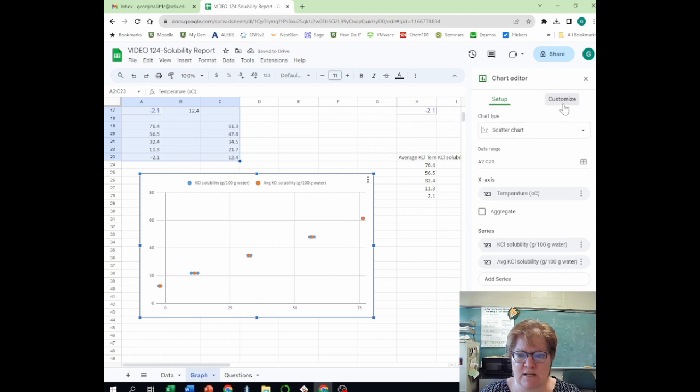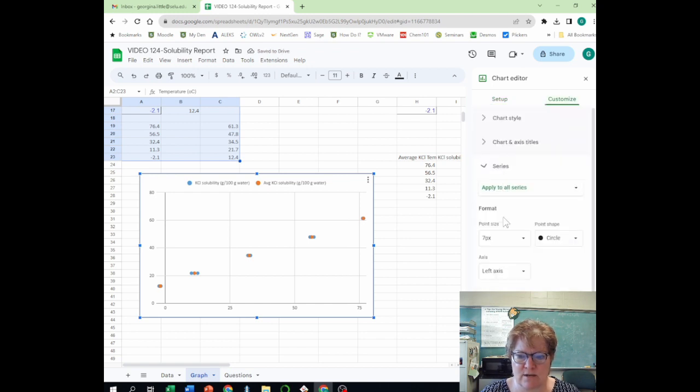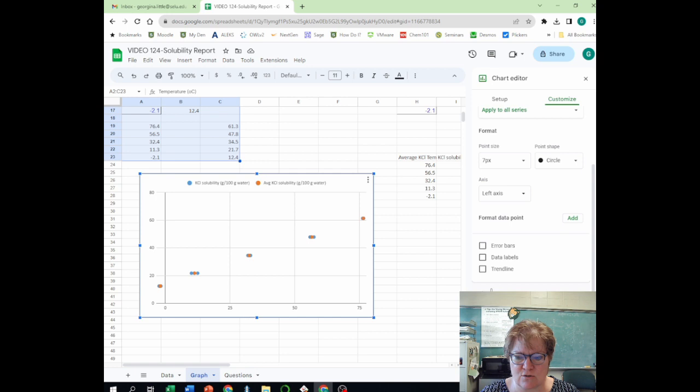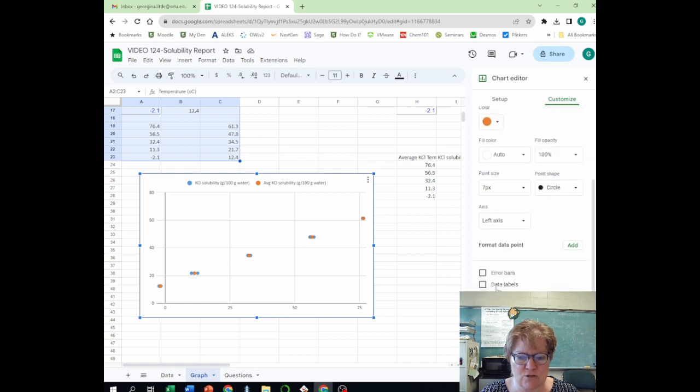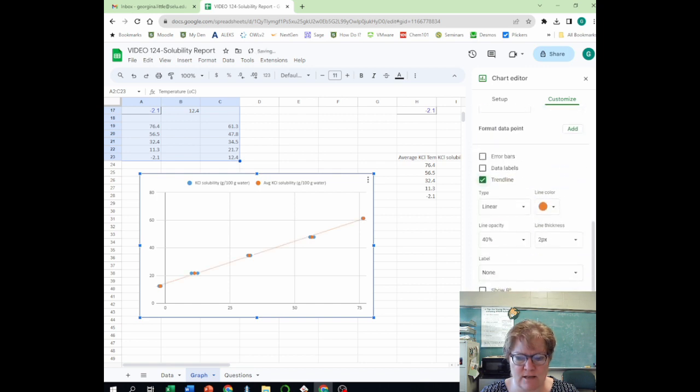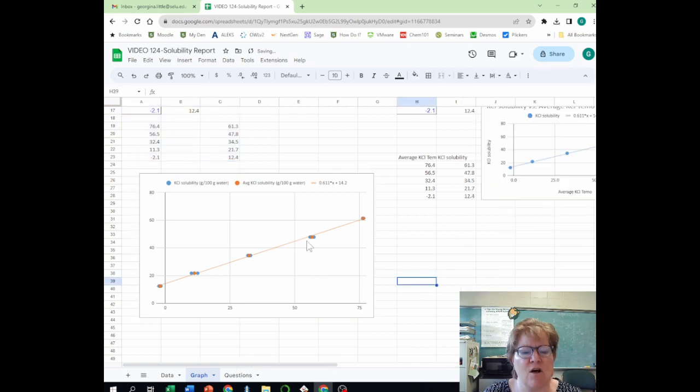I'm going to customize it, and I'm going to go to series. Instead of apply to all series, I'm just going to do it for the average. I'm going to put a trend line on that one, and I'm going to use the equation. So now it's all on one graph.